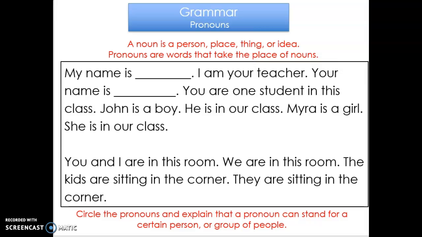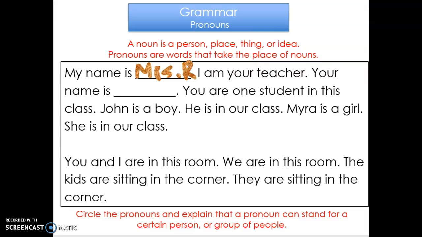All right, really quickly, we are going to review what a noun and a pronoun is. Right before we went to distance learning, we talked about pronouns a little bit. Let's talk about a noun first. A noun is a person, a place, a thing, or an idea. So your name would be a person. Rolling Meadows would be a place. A cat or lotion, that would be a thing.